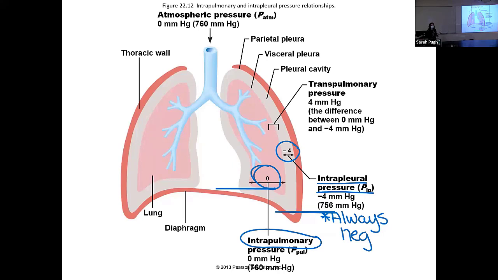Just a general number. Yeah. So it's constantly changing. This is just an example.